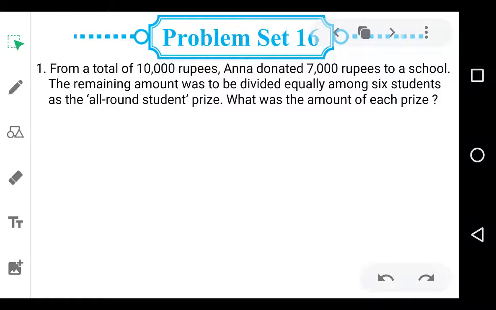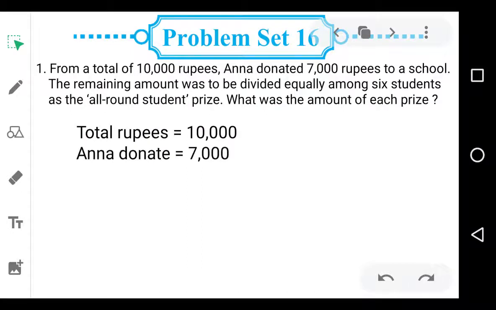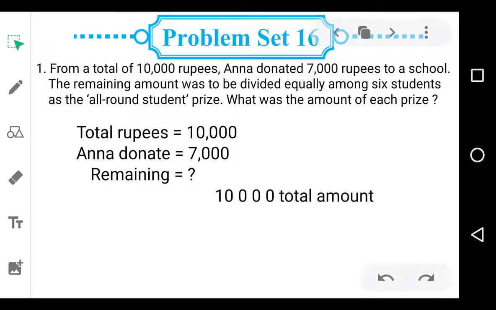So here what we have to find? We have to find the amount of each prize. We have to find the amount of one prize. So first write the information. See, total rupees 10,000 and Anna donates 7,000 rupees. Here first we have to find the remaining amount. For that we have to subtract 7,000 from 10,000. So subtract it.